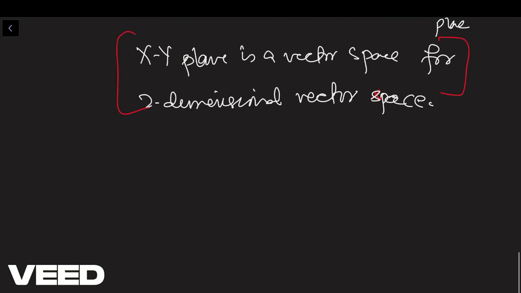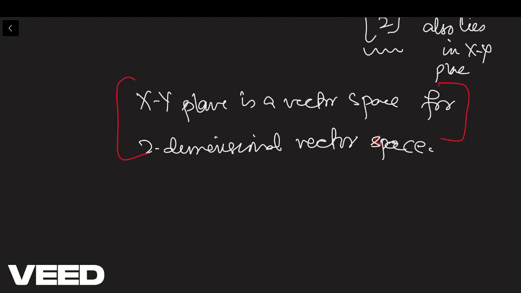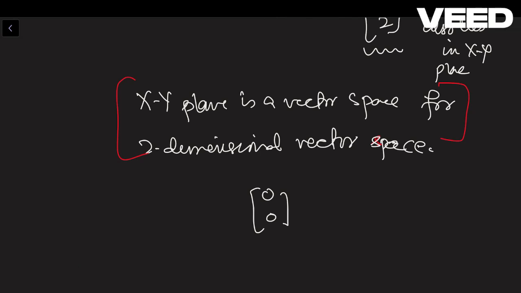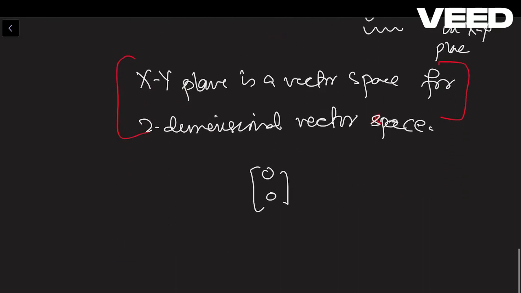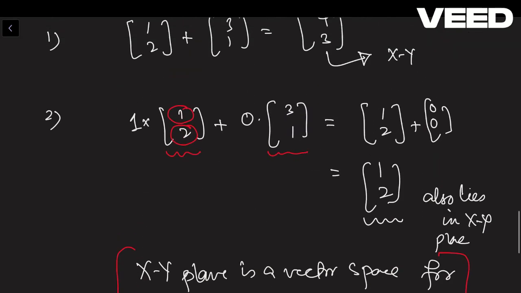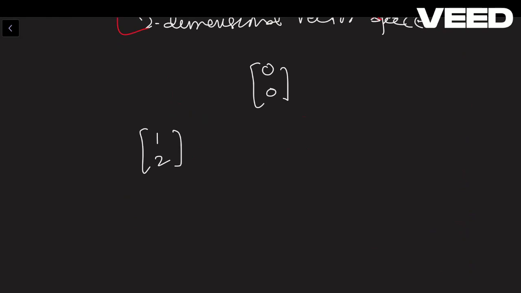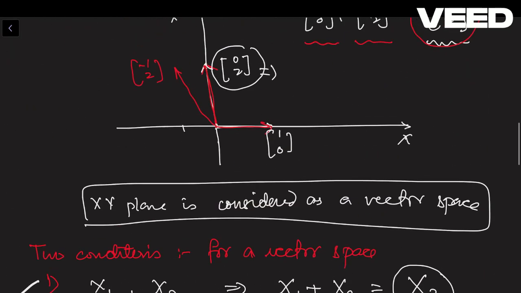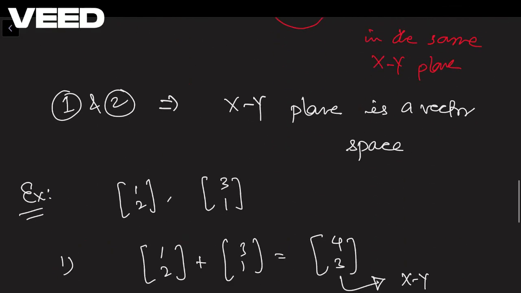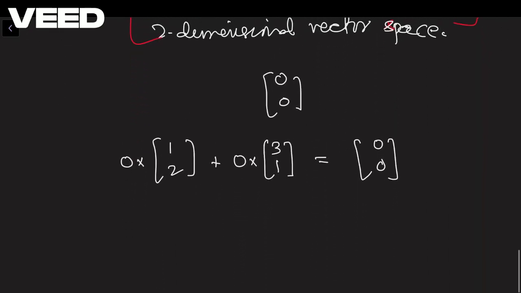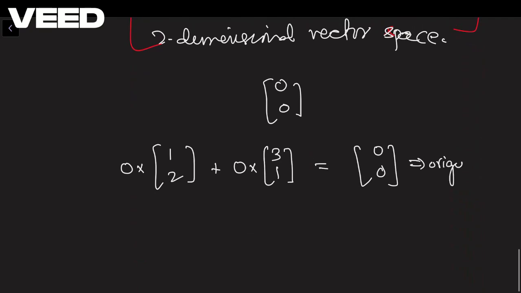Okay, one more thing I would like to add. When we say the xy plane is a vector space, it means it also includes the zero, the origin, as a part of the vector space. Why am I saying this? Let us take the example of the above two given vectors, 1 2 and 3 1. When you multiply the first vector with 0 and add the other vector multiplied with 0, you will end up with 0 0. This is the origin. So what I mean to say is the above vector space also includes the origin as a part of the vector space.